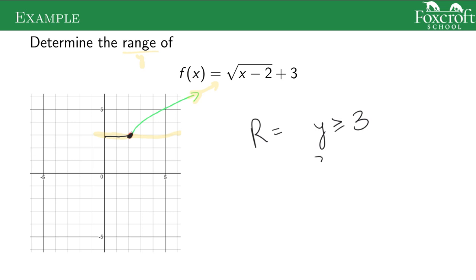All right, you could also write this if you wanted to. But generally, we kind of start these with the variable. All right, so that's the range. So you just graph it, figure out the lowest y value, and it just goes off forever after that.